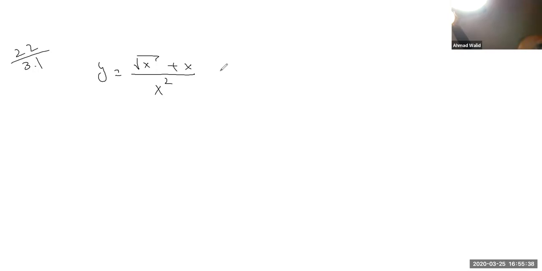From algebra, you remember that you can move an exponent from denominator to numerator, but what we do, we change the sign of the exponent. Remember, if you have x to the power of n, it's equal to 1 over x to the power of negative n, or the opposite way, right? I will use this technique now. Then y equals, I'll keep the numerator, radical x plus x, times, I'll move this x to the power of 2 to the top, which becomes x to the power of what? Negative 2.